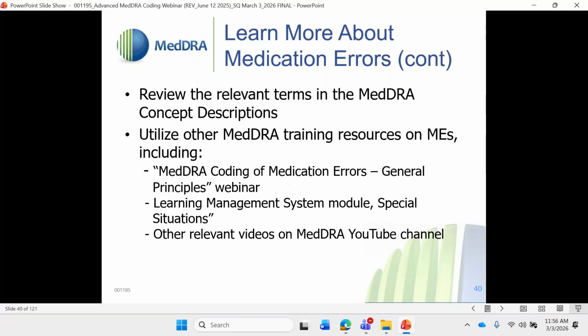Okay. Again, we went over the terms, what the medication error is, how it's described as a concept description. And of course, this is pointing you to the specific webinar, MedDRA Coding of Medication Errors. As well, in our learning management system, or LMS, there's a special module for that, and there are other videos if you look at our trainings we have on the MedDRA YouTube channel.